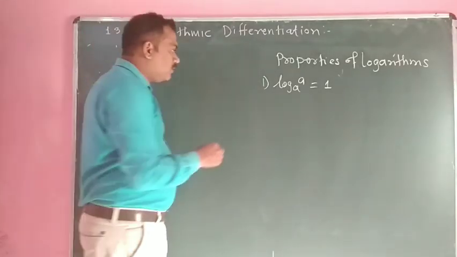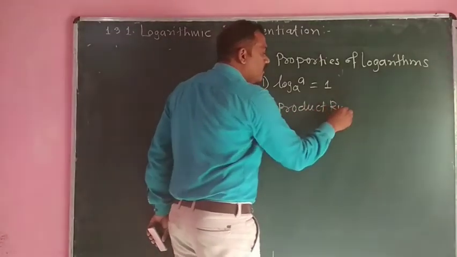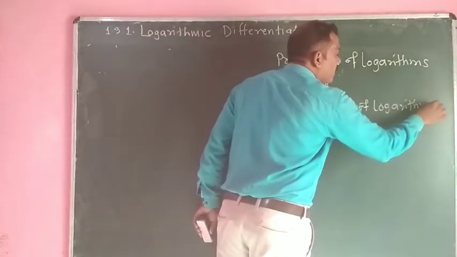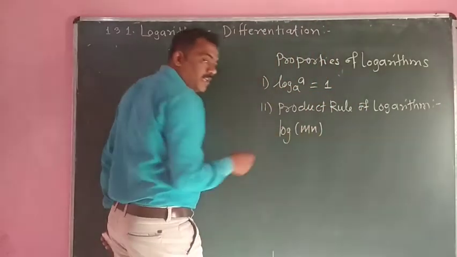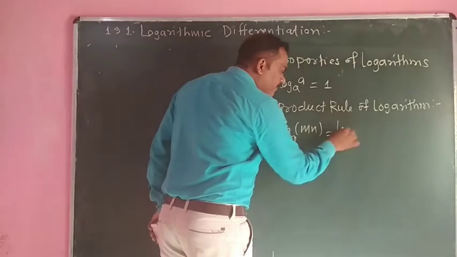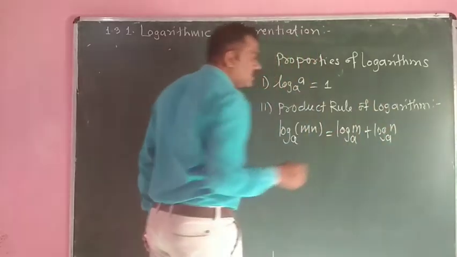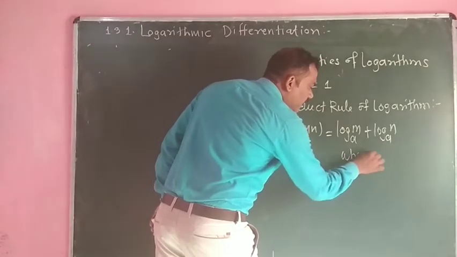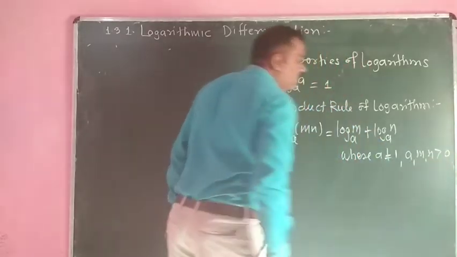Second one is the product rule of logarithm. What is that rule? Log of m into n to the base a is equal to log of m to the base a plus log of n to the base a, where a is not equal to 1, and a, m and n are all greater than 0.